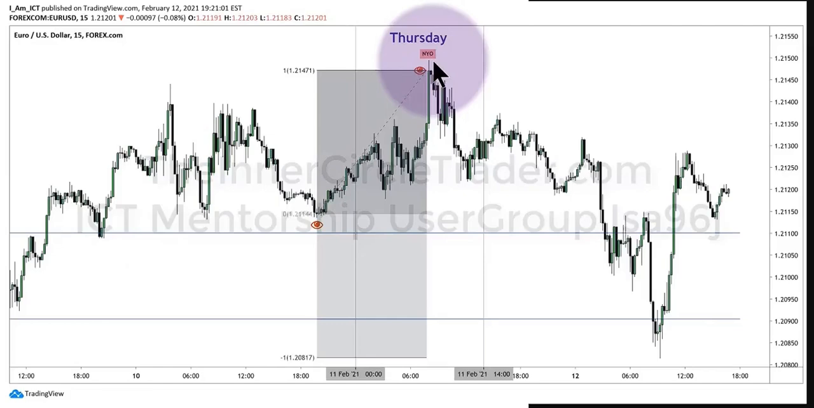So did I pick out the high randomly? Is it hindsight? No. I told you Thursday New York Open tends to create 70% of the time the opposite end of the weekly range. Well, here's Thursday, here's New York Open, there's the high forming, and we're trading down here.